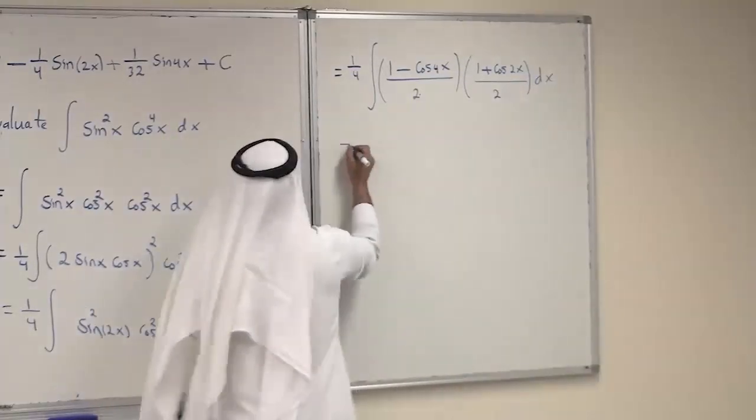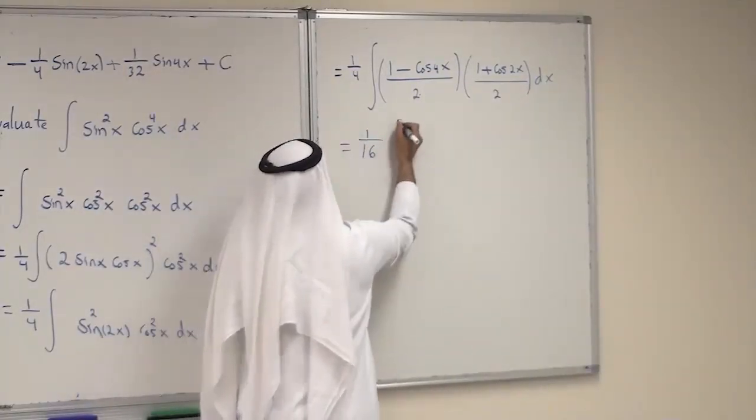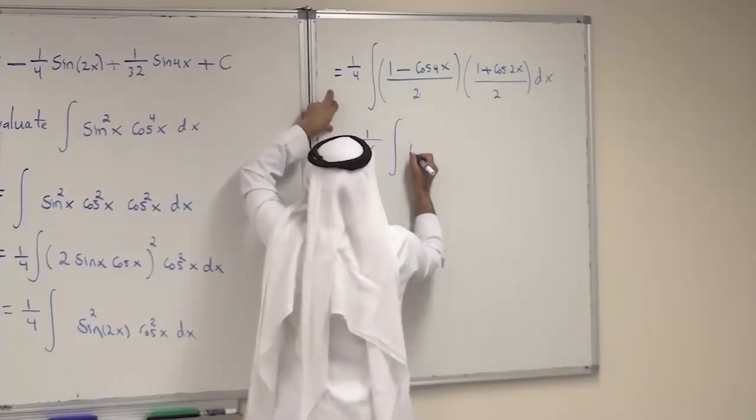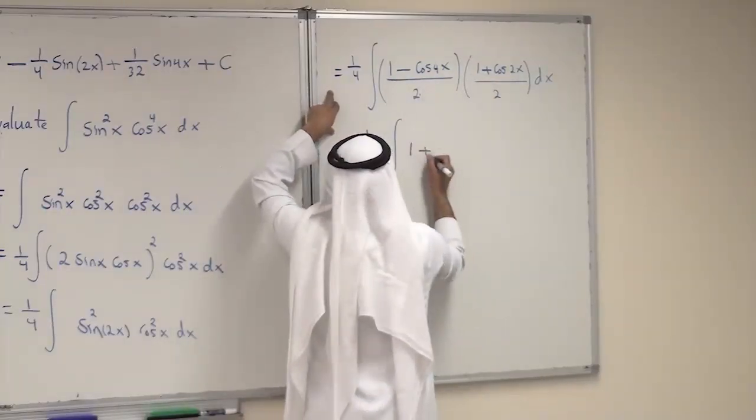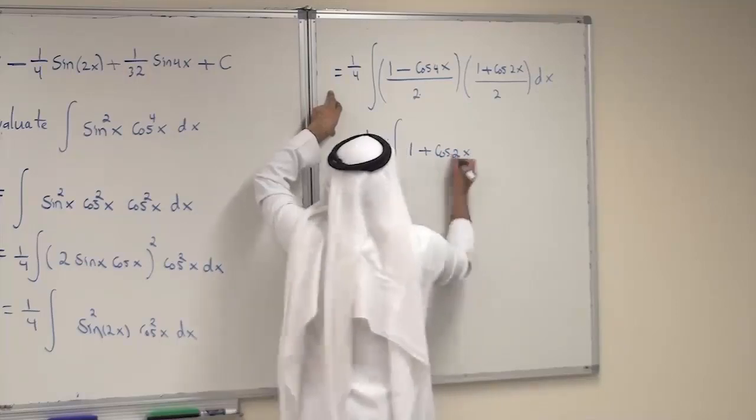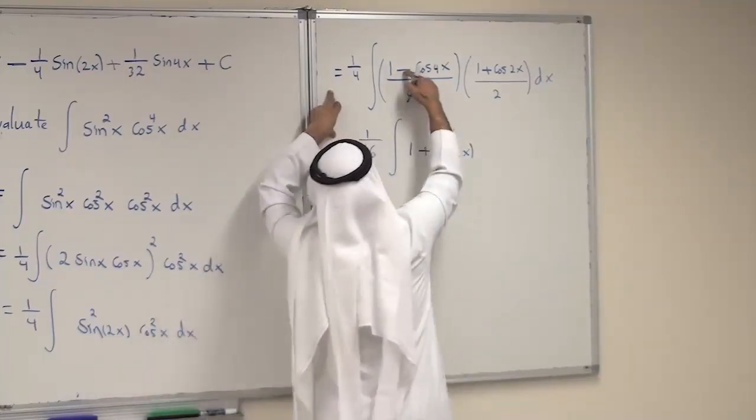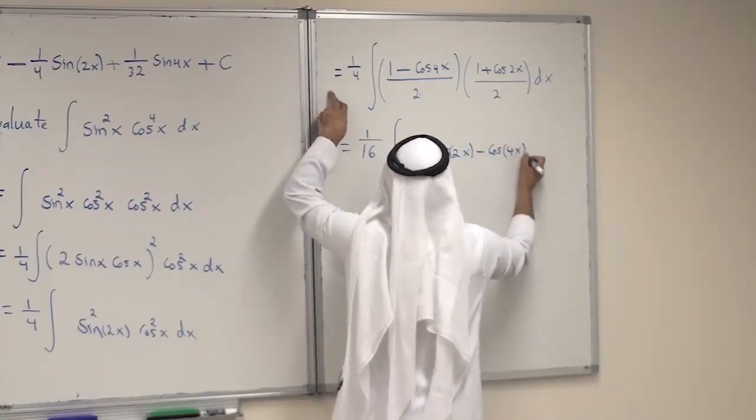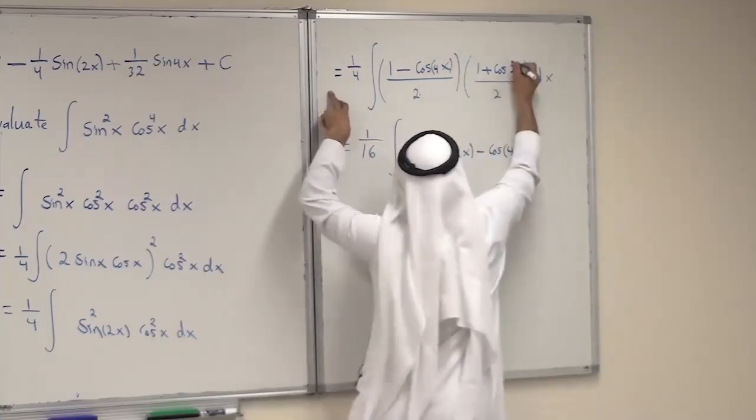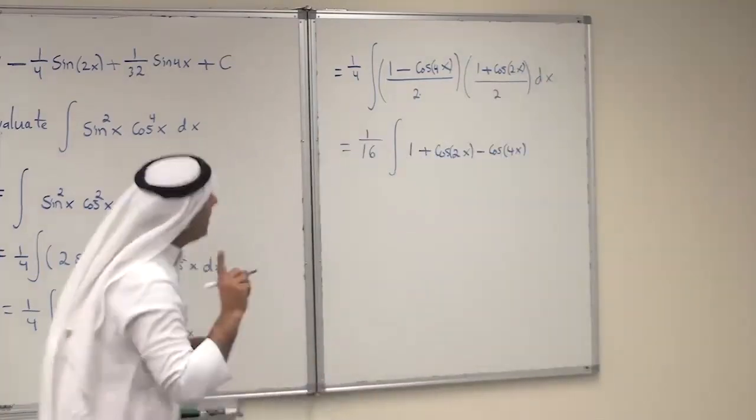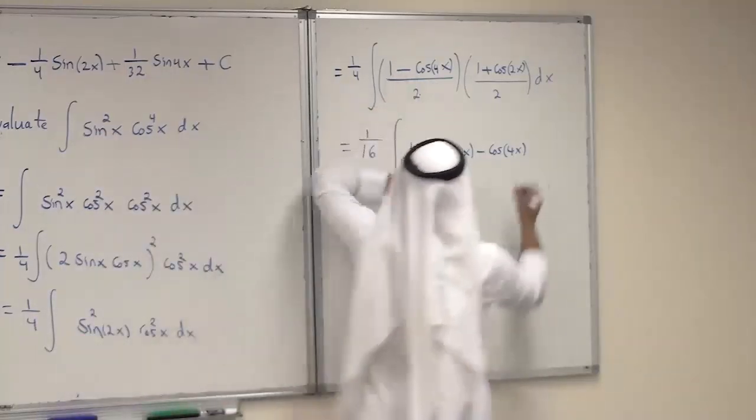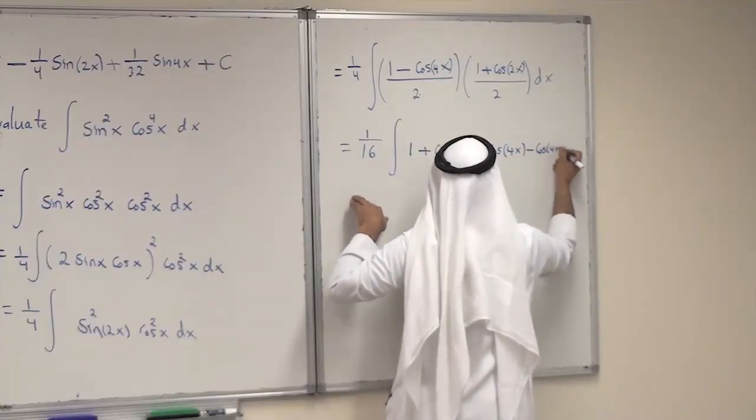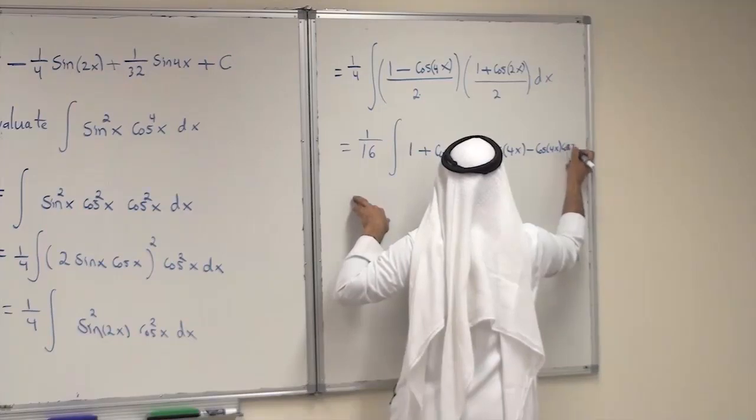So that is equal to 1 over 16 integral of, what do we have here? Look, I have 1 times 1, that is 1. I have 1 times cosine 2x, that is plus cosine of 2x. Okay, interesting. And then I have minus cosine 4x times 1, so that is minus cosine of 4x. Do it this way, all the way. This is inside the cosine, this is inside the cosine, and so on. And finally, what we have is interesting. I have minus times plus, that is minus. I have cosine 4x, multiplied by cosine of 2x.